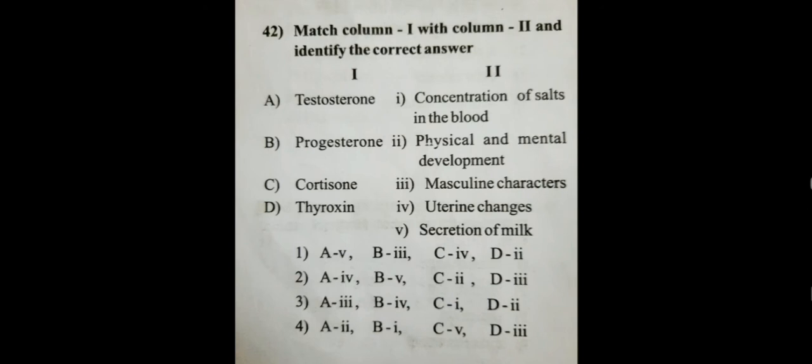Progesterone, uterine changes. Cortisone, concentration of salts in the blood. Thyroxine, physical and mental development. If you identify one correct answer, you can easily get the score.